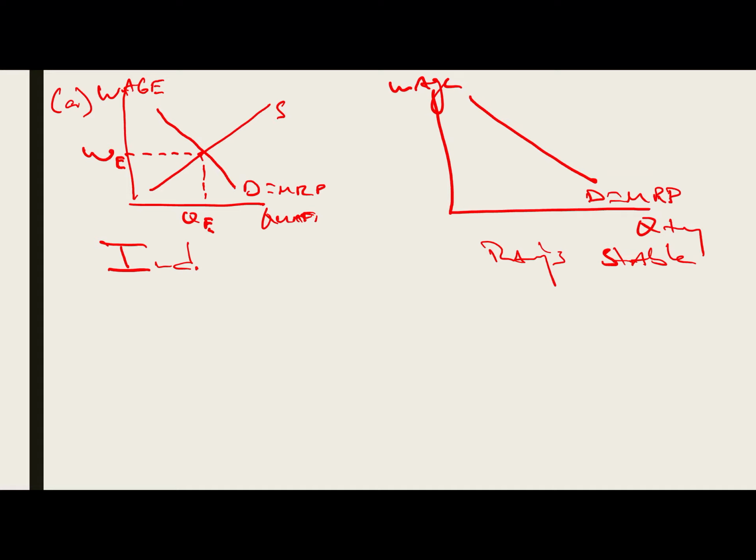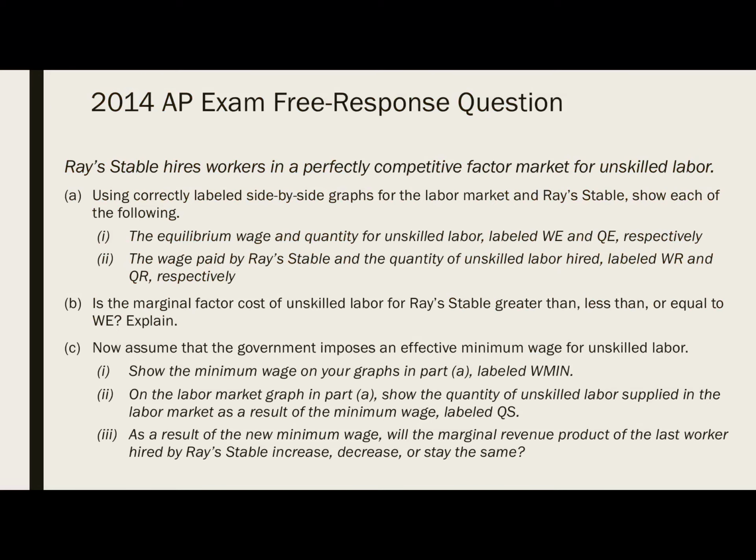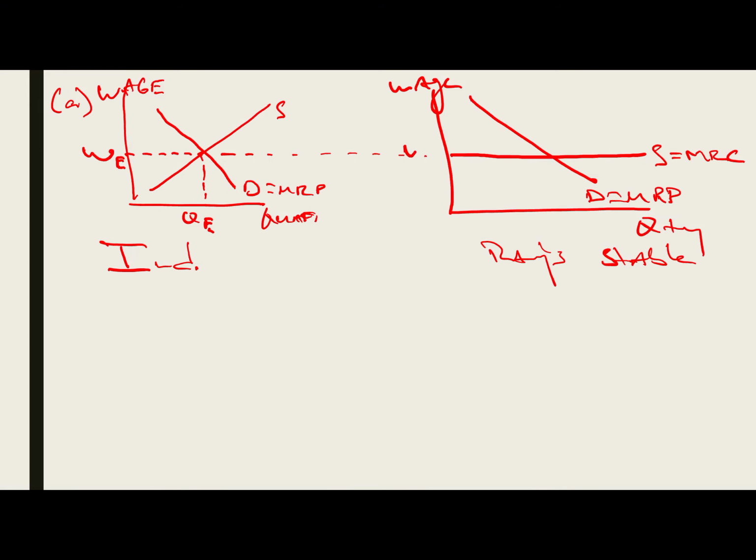Remember, since this is a perfectly competitive market, we have thousands of these laborers, too many of them to make a difference. So what it also means is that the firm is going to be a wage taker. So you want to draw your supply curve perfectly elastic. And since your supply curve is perfectly elastic, your marginal resource cost is also going to be perfectly elastic, and it's going to be equal to it. We want to label it WR and QR. So here is WR, and then we go right down here, and this is QR, right? So that's part A. Now, let's go back and look at the next question.